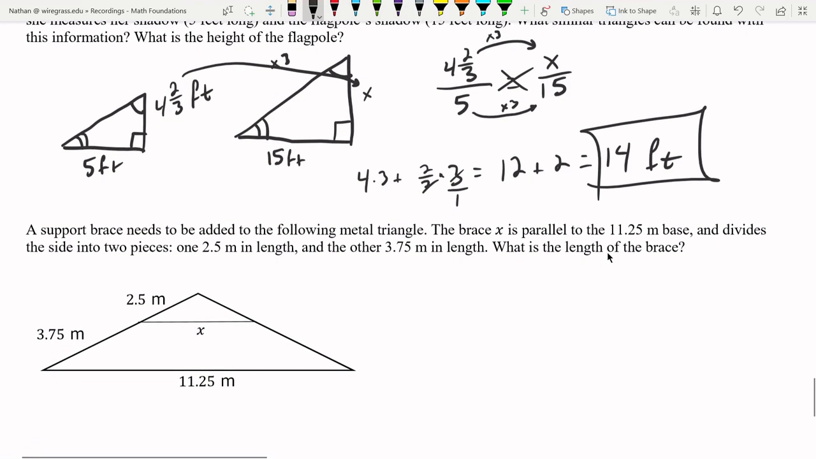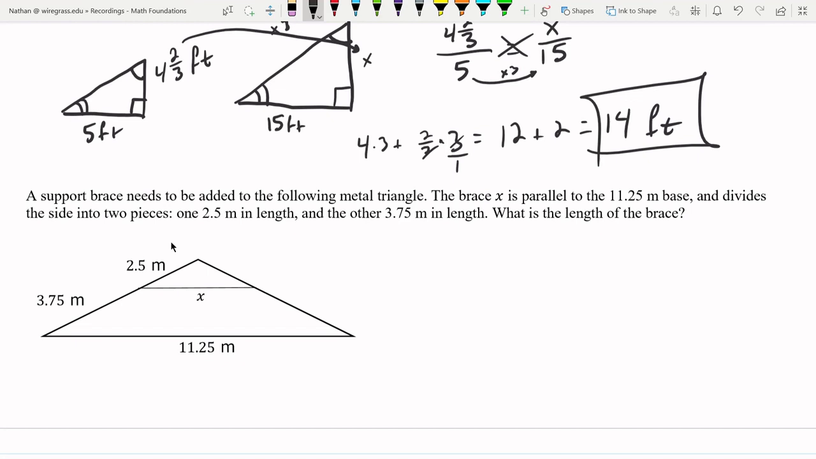Now, a support brace needs to be added to this metal triangle shown in this diagram. This is the brace here, and it is parallel to this side here, so it goes exactly the same direction as this side. And it divides this side piece into 2.5 meters and 3.75 meters. What is the length of the brace that is required for this setup?